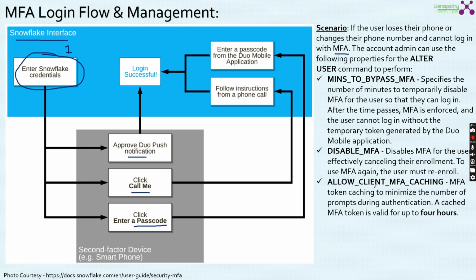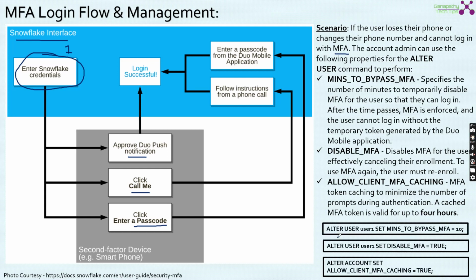And then the third one is allow client MFA caching. This is all about caching the MFA tokens in the Snowflake. Instead of providing the MFA tokens multiple times, you can cache the MFA tokens within the Snowflake system. The maximum caching period is 4 hours.